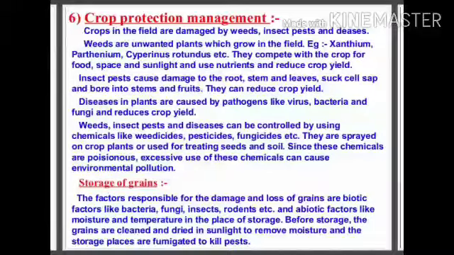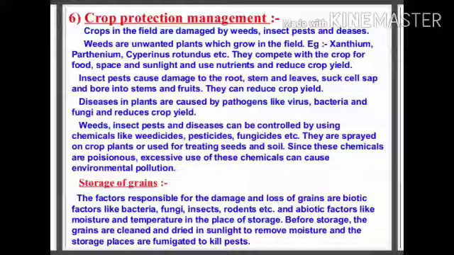After that is crop protection management, how we can protect our crops, as these are mostly damaged by weeds, insects, pests, diseases, and other types of rodents. Weeds are the unwanted plants which grow with our plant and compete with it to get nutrients, food, space, sunlight. Insects and pests also cause damage to the roots, stem, and leaves, suck cell sap and bore the stem and fruits. This also reduces crop yield. Diseases caused by pathogens like virus, bacteria, and fungi also reduce crop yield.